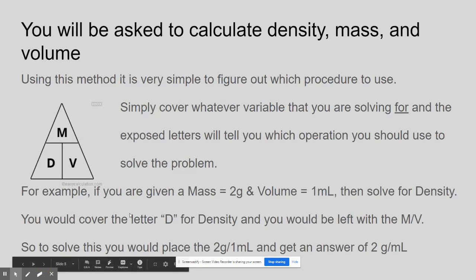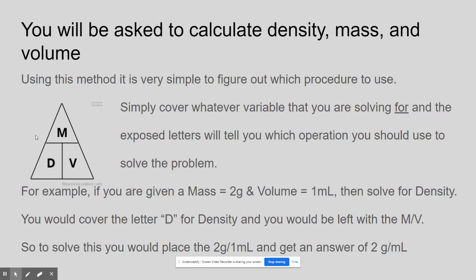Okay, so if you're asked to solve for density, it's really simple. It's basically mass divided by volume. But a lot of times, you're going to be asked to solve for volume, or you're going to be asked to solve for mass. So in that case, we always like to use this little triangle right here. Whatever you're solving for, you literally cover it over.